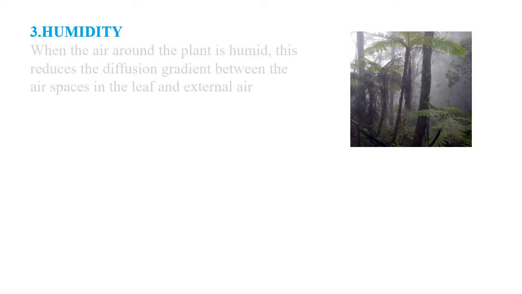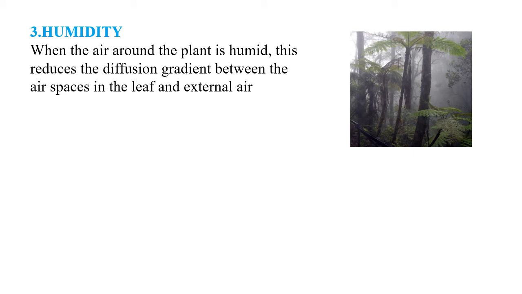Third factor, humidity. What is humidity? The amount of moisture in the atmosphere. So you can see that humid condition. Now in the humid condition, when the air around the plant is humid, this reduces the diffusion gradient between the air spaces in the leaf and external air.